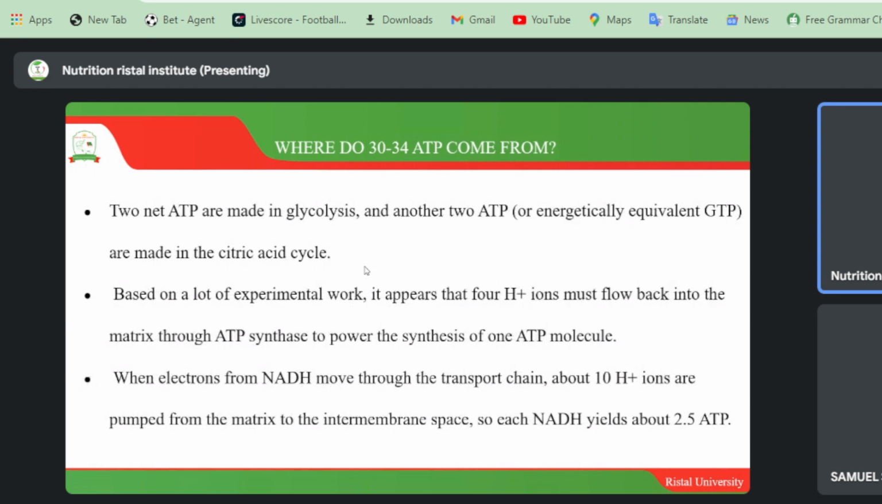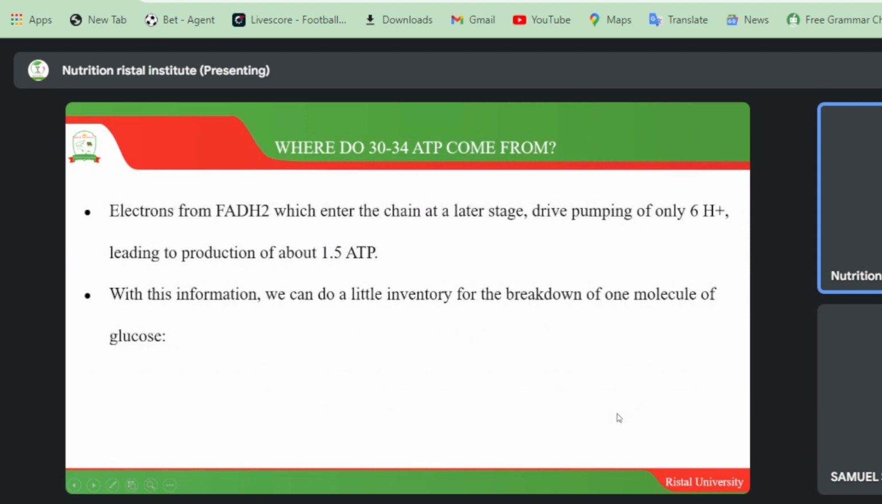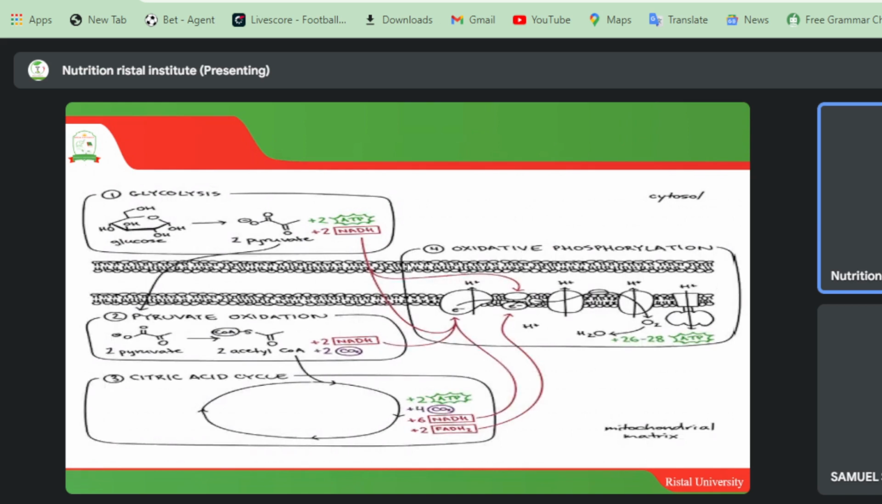Now let's look at this. We saw the NADs, we saw the FADs, where they come from and how many they are. So each NADH yields about 2.5. If you've forgotten how many FAD and how many NADs there are, we are going to get there. So with this information, we can do a little calculation for the breakdown of one molecule of glucose. What does one molecule of glucose give us? Let me give you a summary of everything.